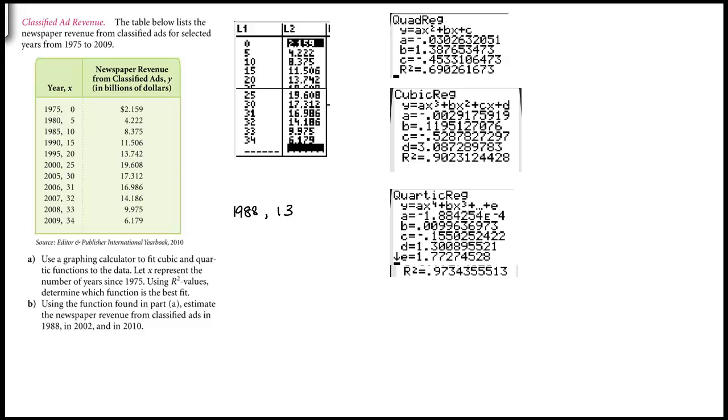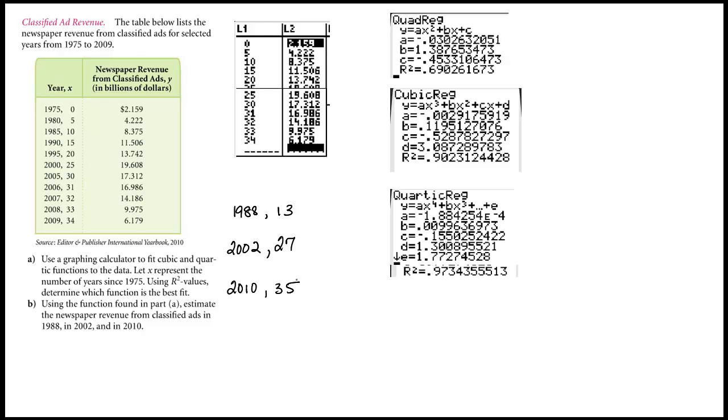So if I'm looking for something in 1988, how many years is that past 1975? That is 13. If I'm looking for 2002, how many years is that past 1975? That is 27. And if I'm looking for 2010, that is 35 years past the base year of 1975. So when it comes to part B, those are the x values that we're going to be substituting into the equation that we're going to find.